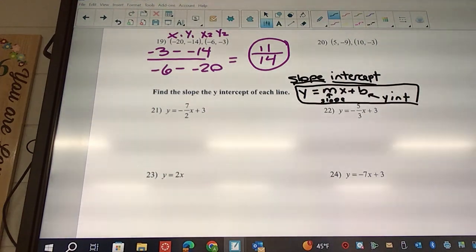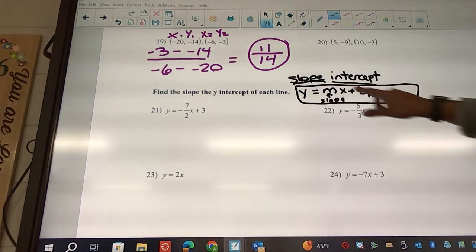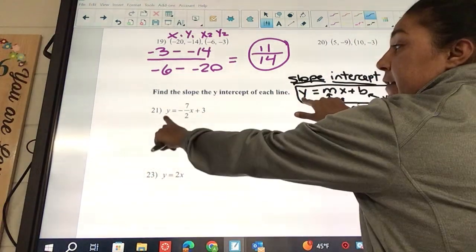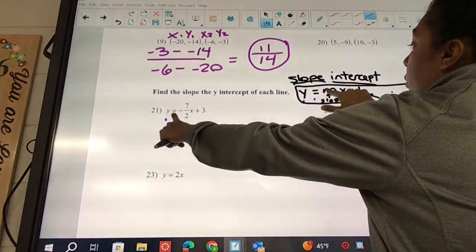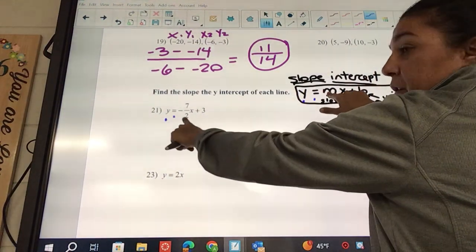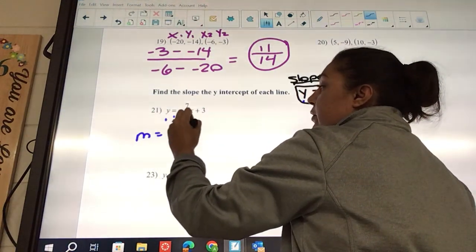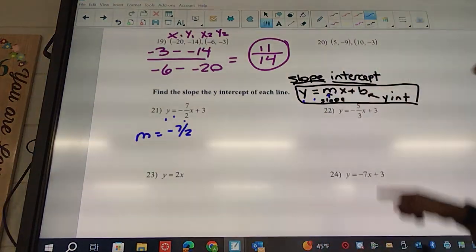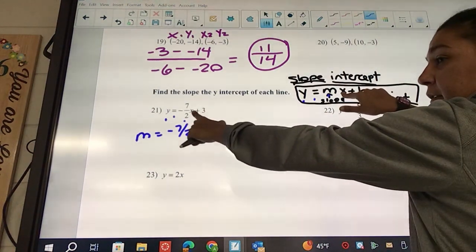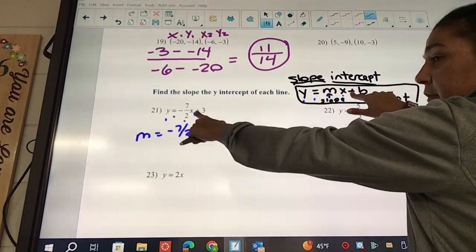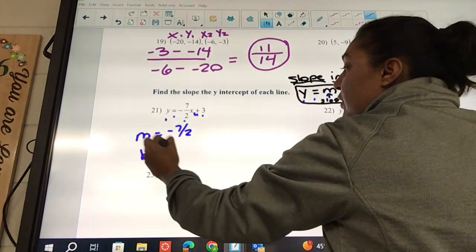If we look at 21, notice how this says y and this says y. This says equals, this says equals. So then what is this? The slope. So my m, or my slope, is -7/2. And I wrote mine sideways. Then keep following it. Notice how I have an x and I have an x. I have a plus and I have a plus. And then I have a b and I have a 3. So my b, or my y-intercept, is 3.